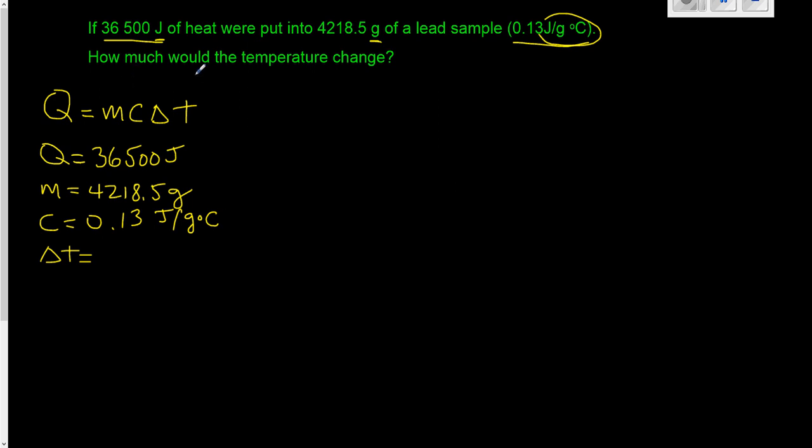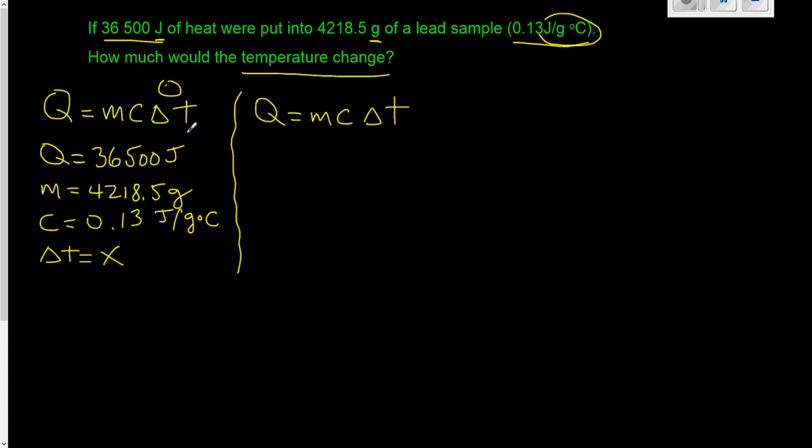And here's the question: how much would the temperature change? Of course delta T is our temperature change, so there we have our good old unknown variable, delta T. Now we will substitute these values into our variables. I tell my students, step 1, write down the formula. Step 2, write down what you know. Step 3, substitute your values.